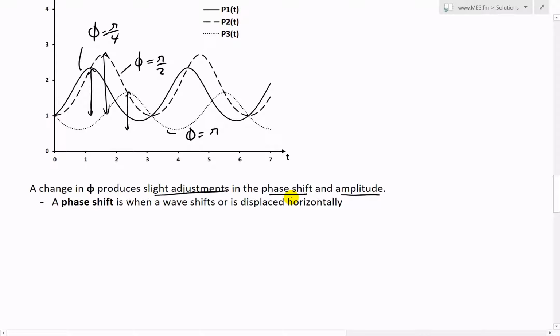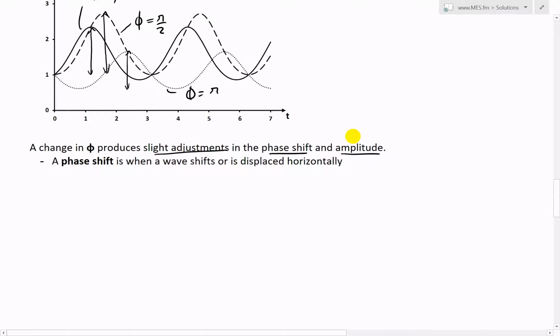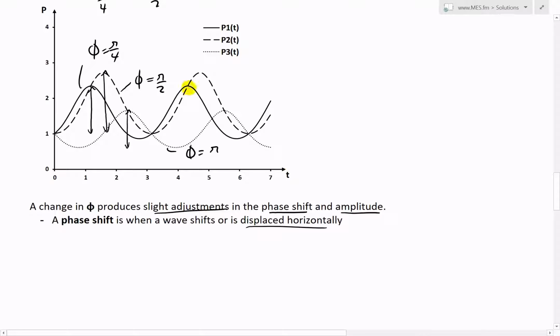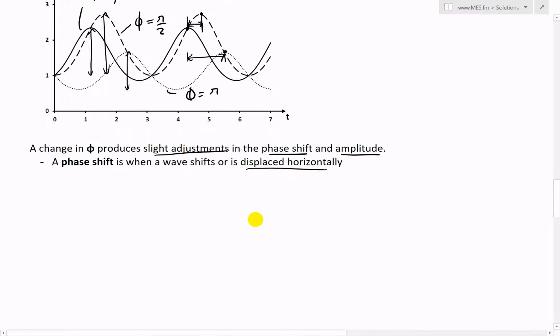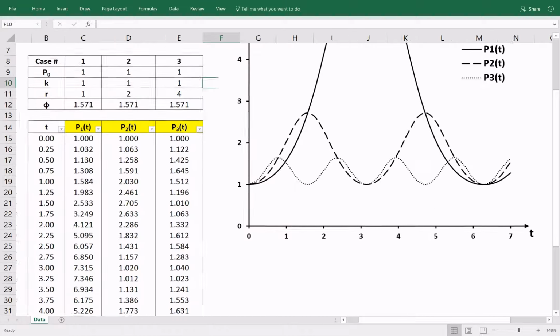And the phase shift is when a wave shifts or is displaced horizontally. So for example, the difference in phase shift from here to here is from the top here. There's a displacement compared to this one, from here all the way to here. This is a phase shift. So basically it gets shifted, and the amplitude also changes when you're changing phi.